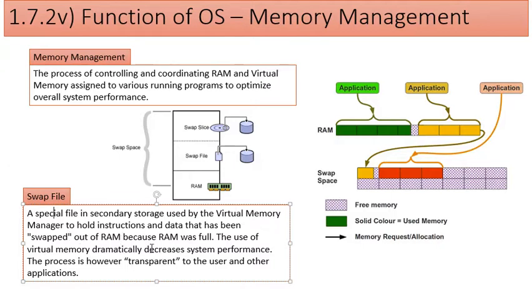The use of virtual memory dramatically decreases system performance. However, it does give the system the illusion that it has more physical RAM than it actually does have. So it can do more, but at a cost to efficiency. The process is however completely transparent to the user and other applications, so the operating system manages all this. And as far as the applications are concerned, even if you've got 8 gigs of RAM, if you need more, your system will manage that for you.